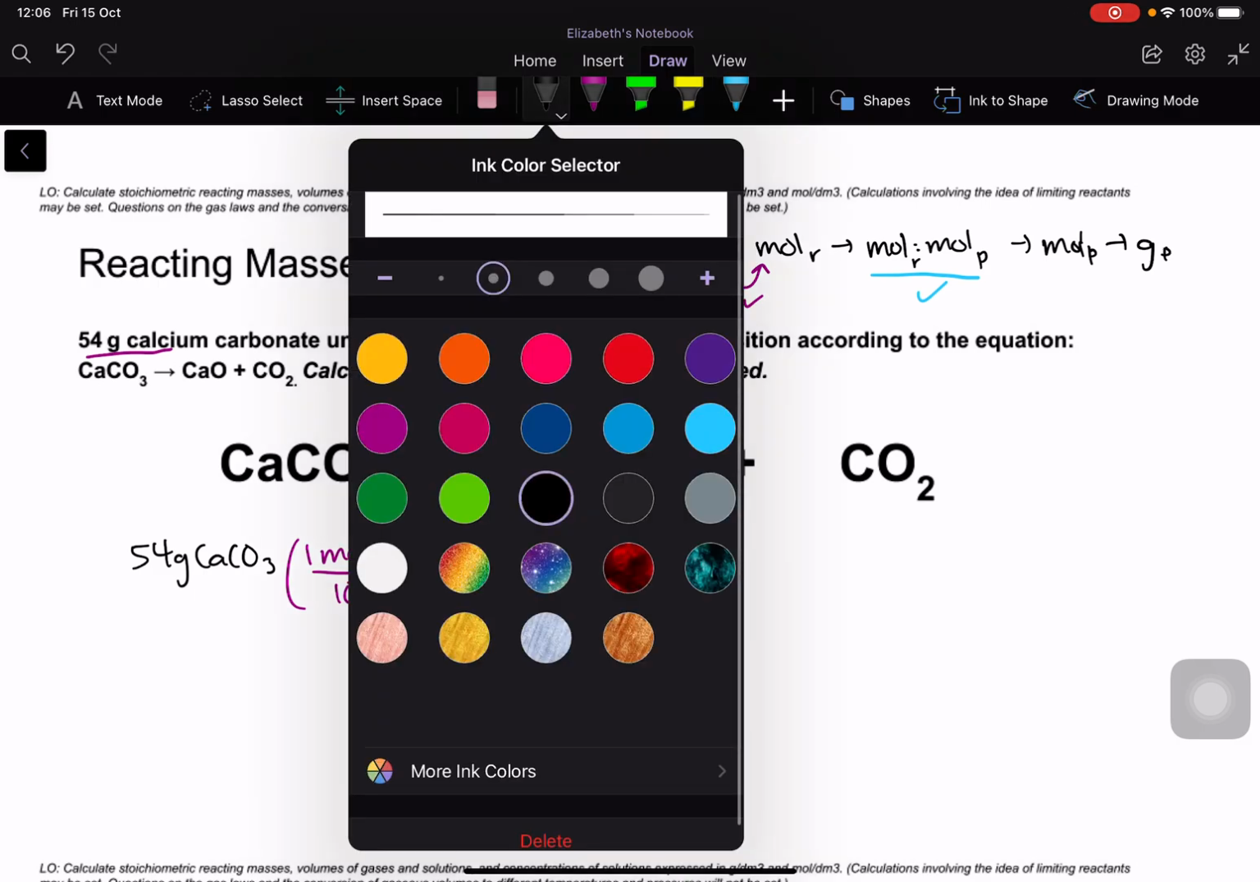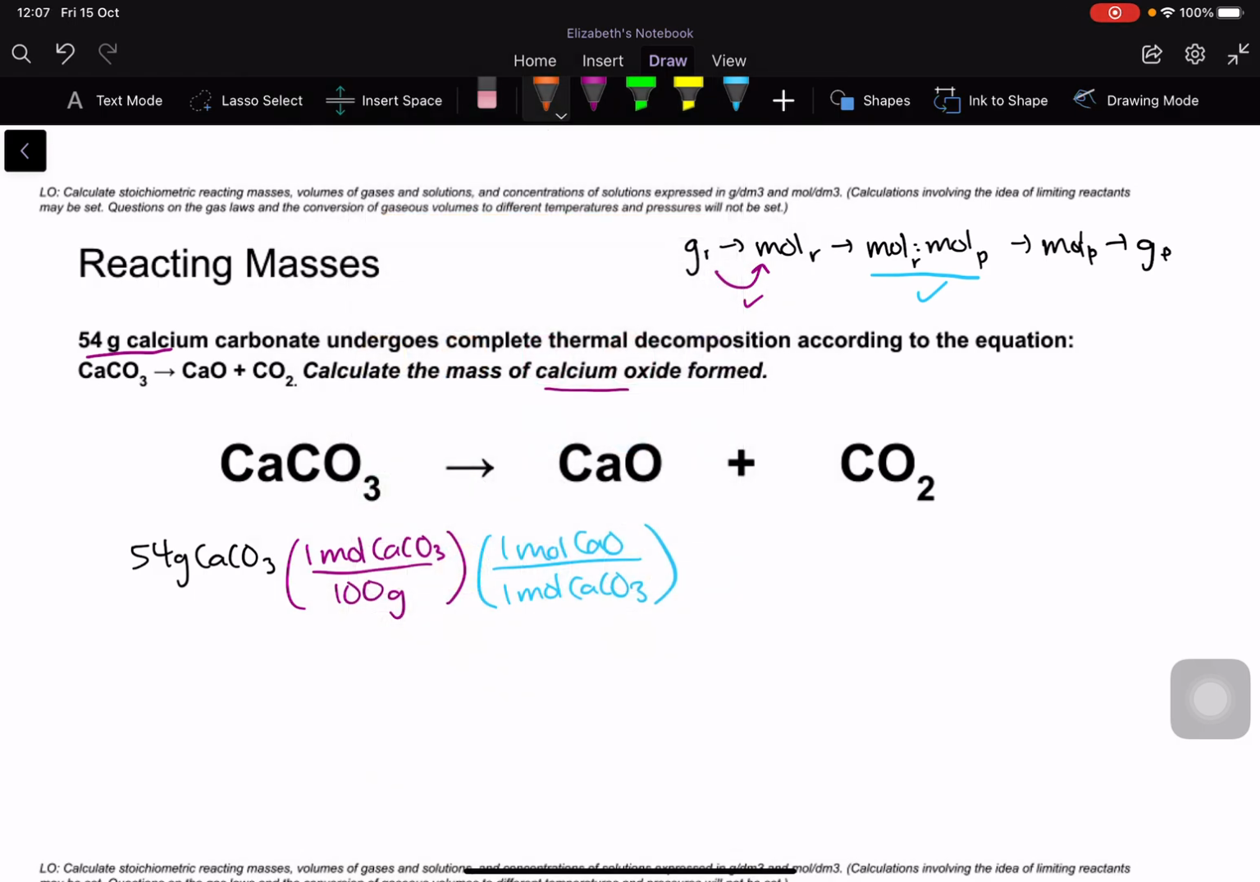The final step that we have to do is go from moles of product to grams of product. And again, we can take a look at the periodic table for this. Calcium has a molar mass of 40, oxygen has a molar mass of 16. So we know that there's 56 grams of calcium oxide for every 1 mole of calcium oxide.